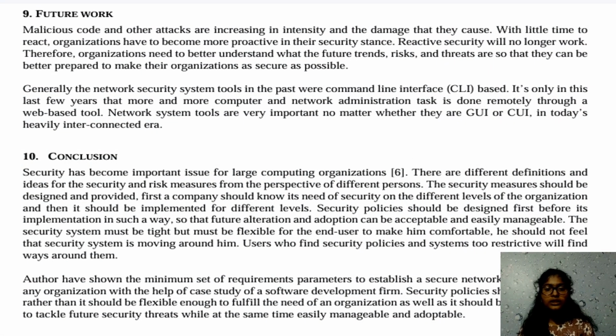Coming to the future work, reactive security is no longer sufficient, and organizations need proactive approaches to stay ahead of evolving threats. Application layer attacks are where hackers are shifting their focus to web-enabled applications, requiring a new security solution that must address both network and application security challenges. So that will be the conclusion of this paper.